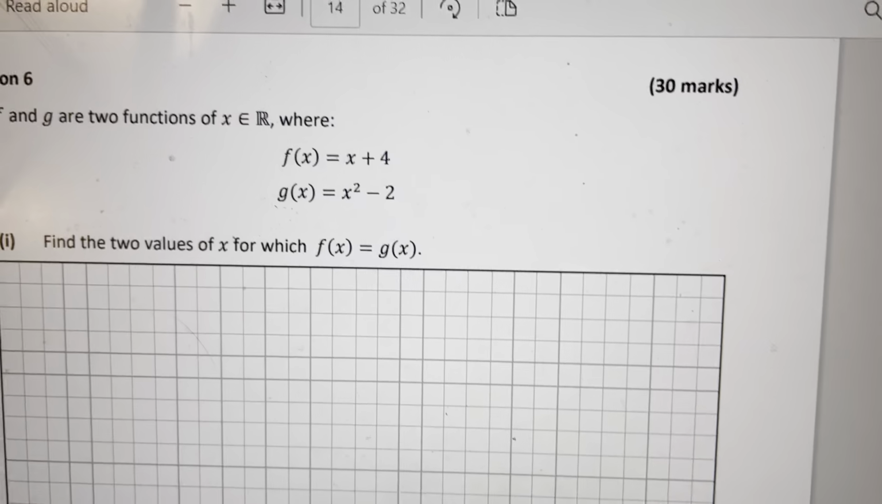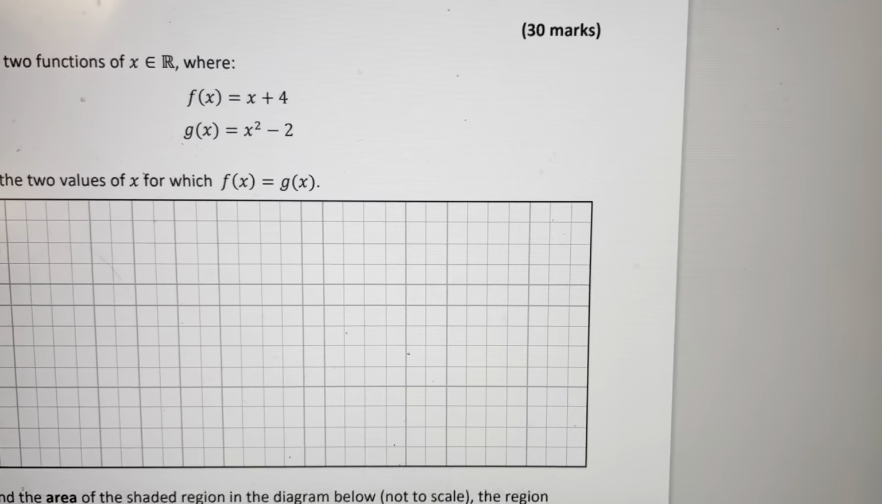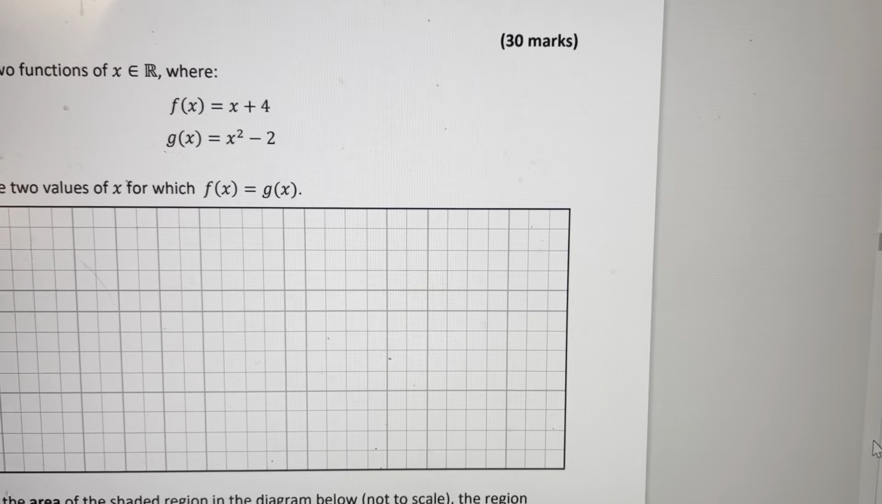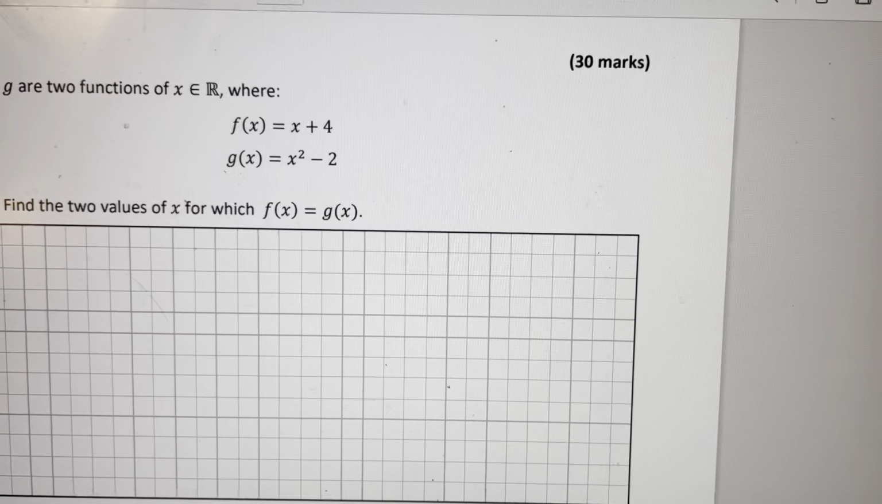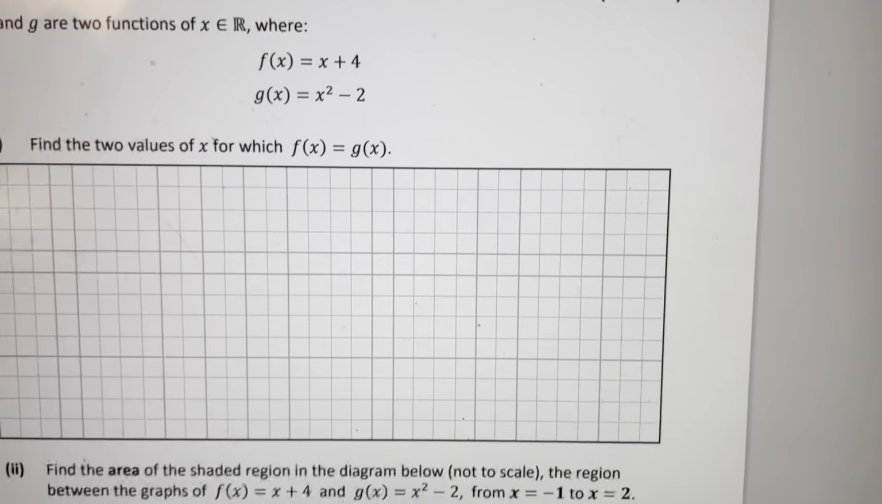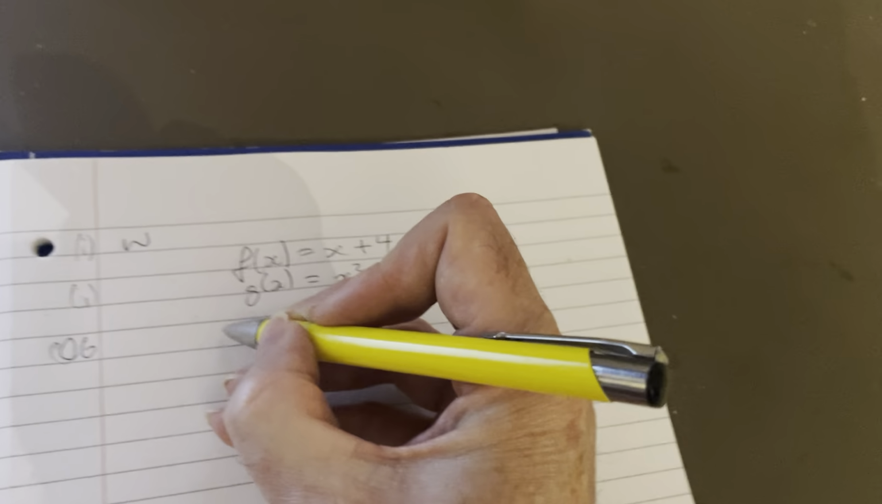Okay, so question 6. F and G are two functions. So f of x is x plus 4. So this looks like a fairly straightforward one. G of x is x squared minus 2. Find two values of x. So this is quite nice. That should be fairly straightforward.